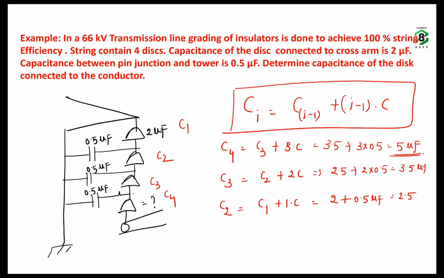So here, to calculate C4, you must know C3. To calculate C3, you must know C2. For C2, i is 2, so i minus 1 means C1, and (2 minus 1) into 1 into C. If I apply that formula, I can get the value of the capacitance of any disc. Understood?